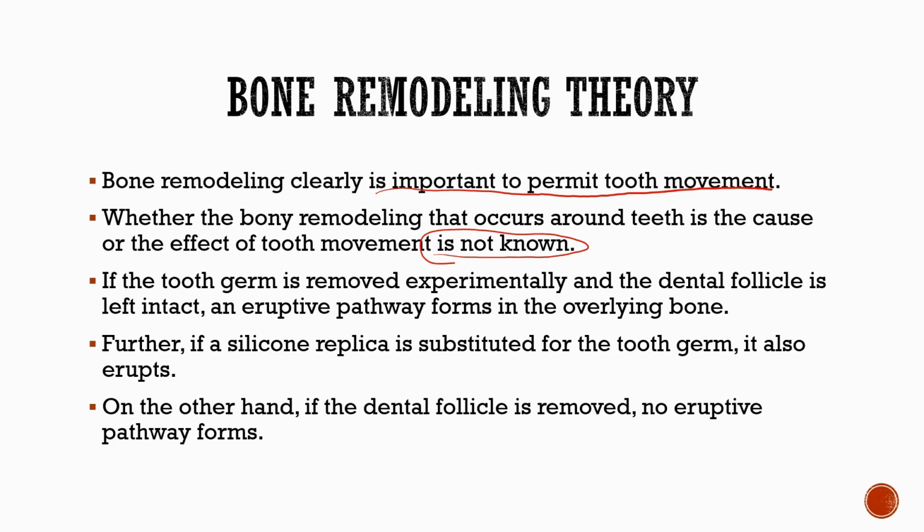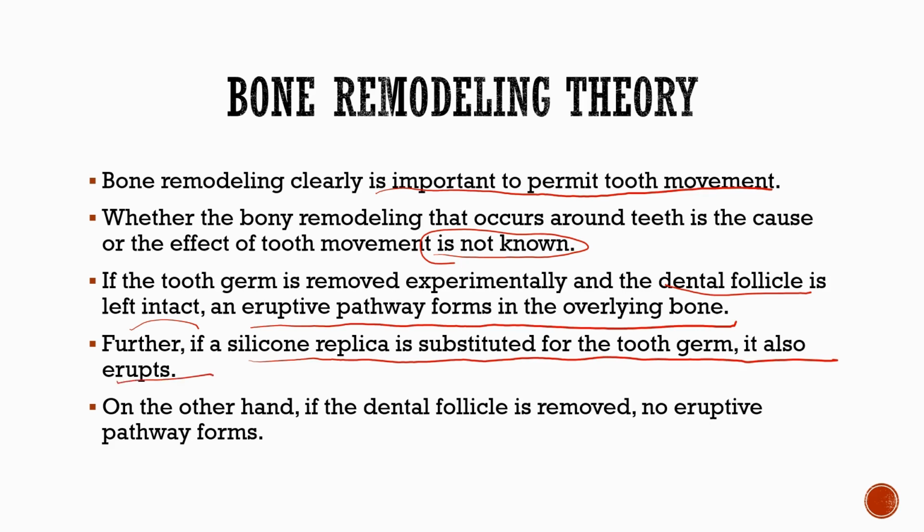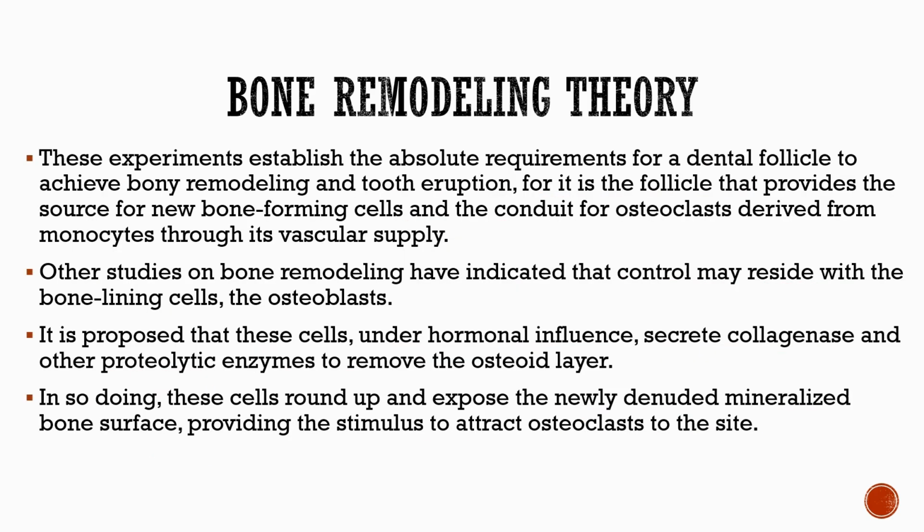If the tooth germ is removed experimentally and the dental follicle is left intact, an eruptive pathway forms in the overlying bone. So, what does it mean? Further, if a silicone replica is substituted for the tooth germ, it also erupts. Okay. On the other hand, if the dental follicle is removed, no eruptive pathway forms. That's what happens. These experiments established the absolute requirement for a dental follicle to achieve bony remodeling and tooth eruption.